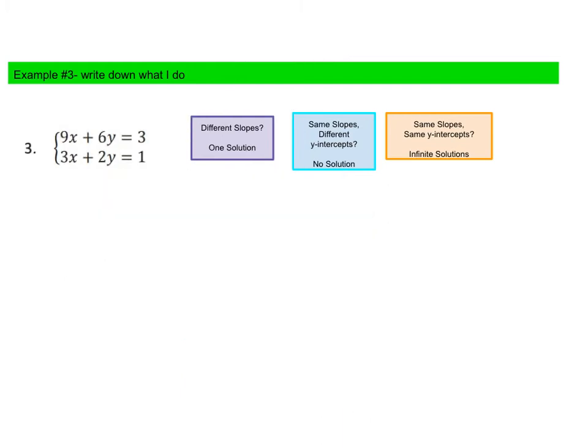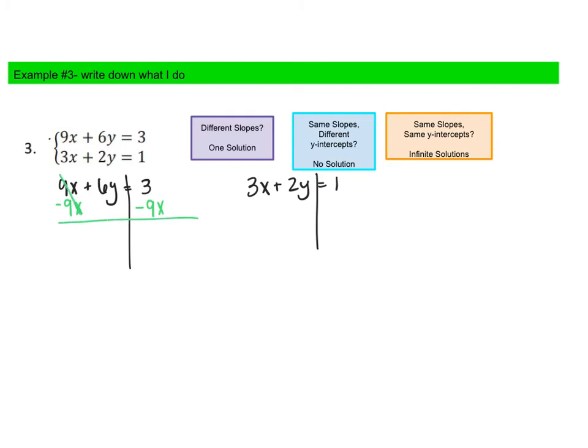All right, example number 3. I can already see that these are not in slope-intercept form, so I'm going to have to change them. Starting with the first one, I have 9x plus 6y equals 3. My second one is 3x plus 2y equals 1. And I'm trying to write these where y is by itself. I'm going to quickly do my math here. Take away 9x from both sides. 6y equals negative 9x plus 3.